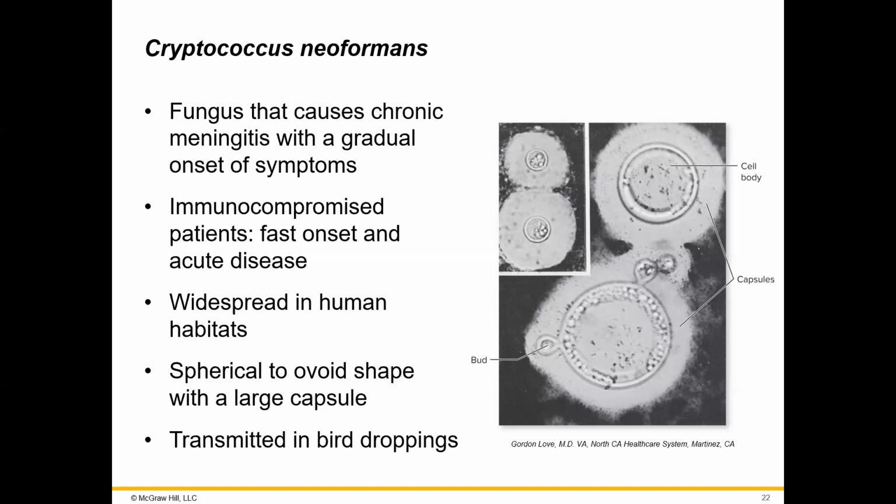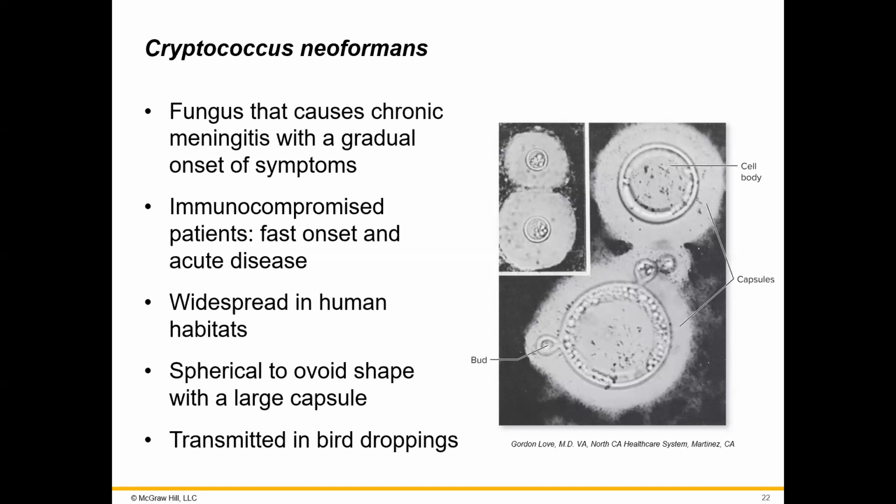Now we're going to move on to the fungal ones. The fungal meningitis cases are usually more chronic in nature, so they're going to have less severe symptoms, and these are caused by fungi. The first one is Cryptococcus neoformans. It's widespread in human habitats. It's usually spread via bird droppings in the area, and so when you're sleeping or something, you could be disturbing these spores from the fungi that are in the bird droppings. This is really common in homeless people and people who have HIV because they are immunocompromised. So keeping that in mind.